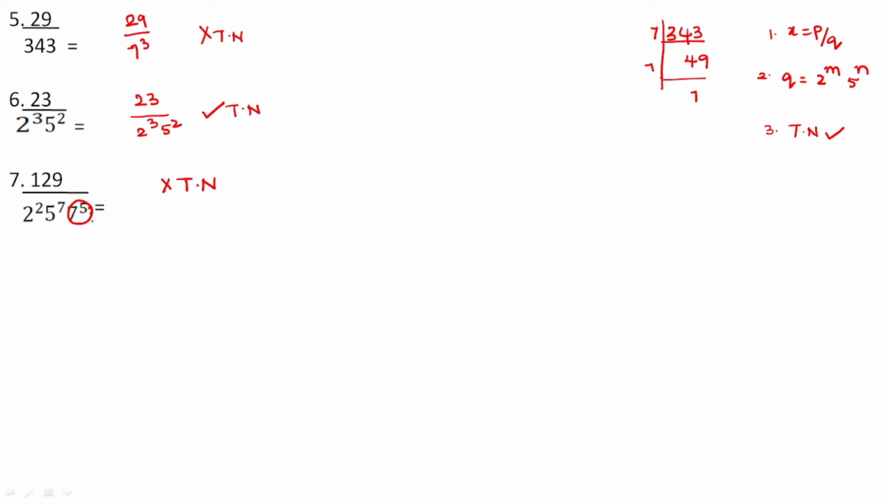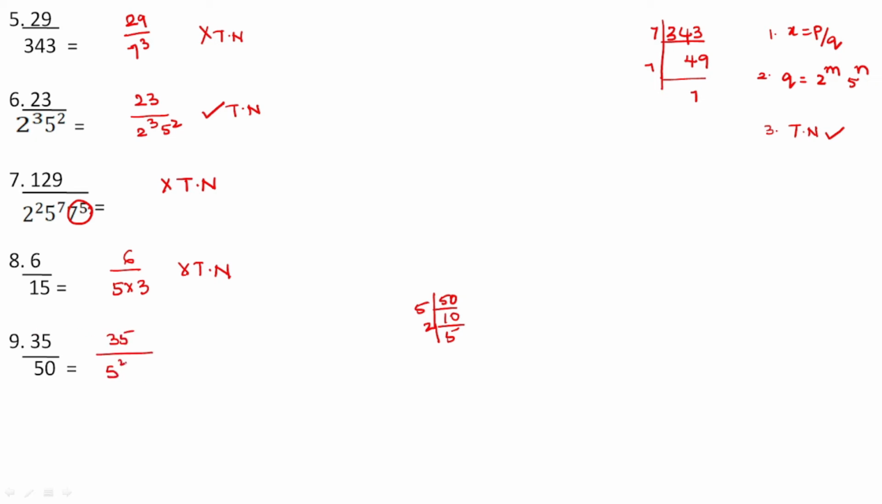So I hope you understood how to find out terminating decimal numbers now. So 6 upon 15, this is 5 times 3, and you are having another factor 3, so this is a non-terminating decimal number. 35 upon 50, we consider the prime factorization of 50, 5 times 10, and this is 2 times 5. So we got the prime factorization of the denominator in the form of 5 powers and 2 powers. So yes, this is a terminating decimal number.